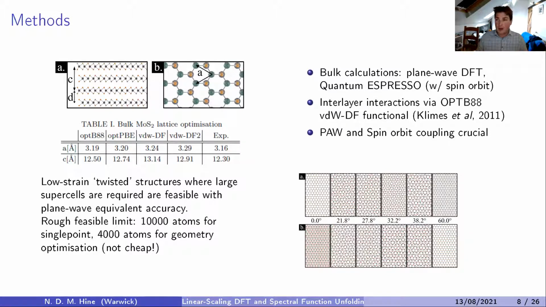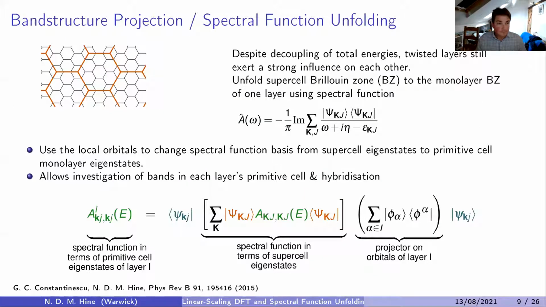And just for calibration of your expectations, a rough feasible limit is anything up to about 10,000 atoms or so is a feasible single point DFT calculation, and maybe something like 4,000 to 5,000 atoms for a geometry optimization. It's not cheap, but it's accessible at least for these tools, whereas it's not for traditional DFT.